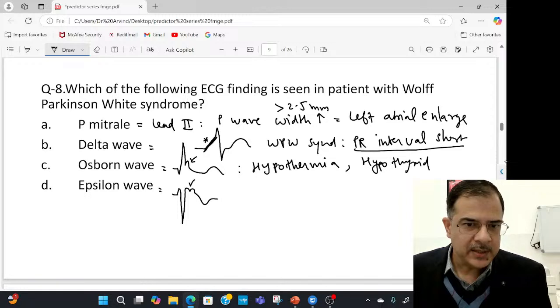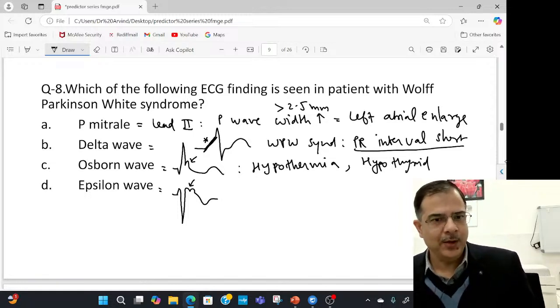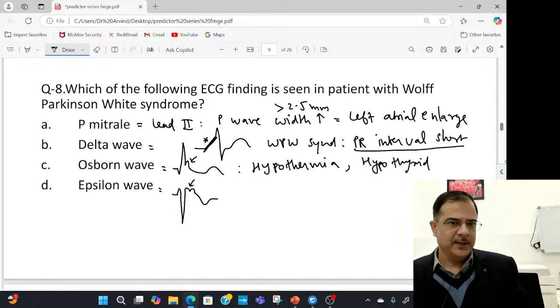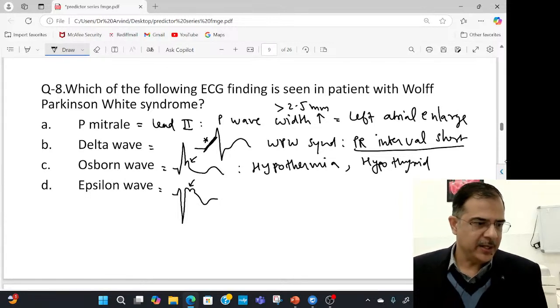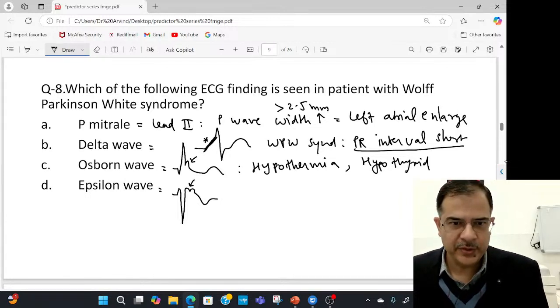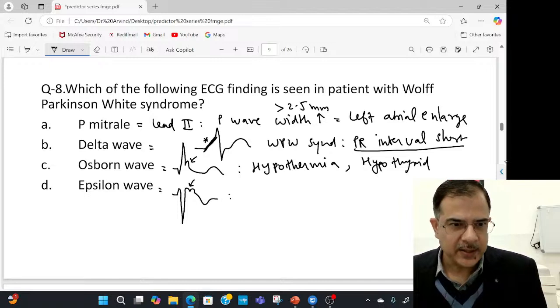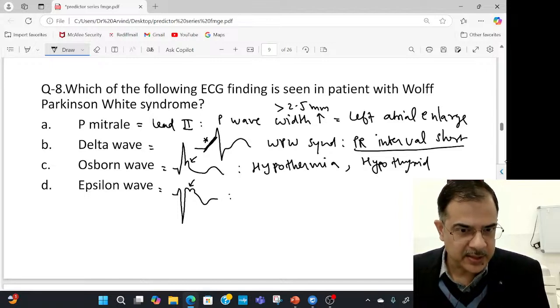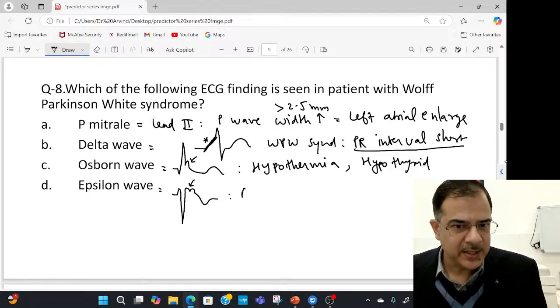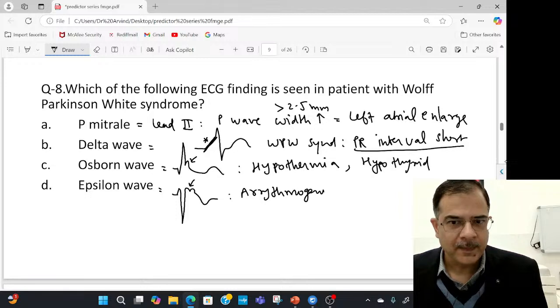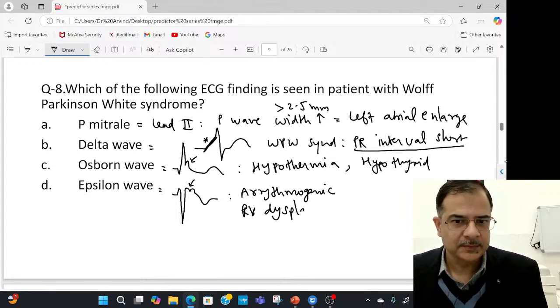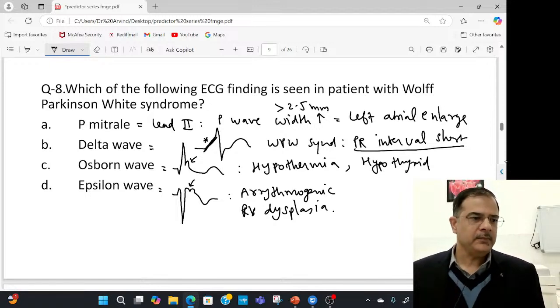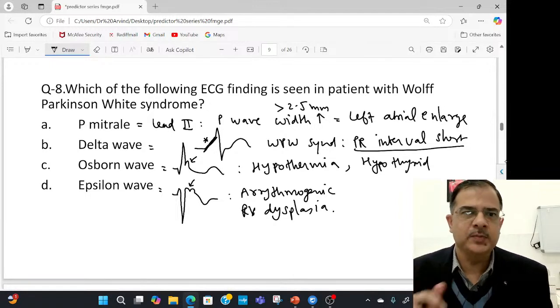Double slurring is seen after the QRS complex. Look at the arrow. Double slurring. This is the epsilon wave, and the epsilon wave is known as this type of double slurring wave. It is seen in arrhythmogenic right ventricle dysplasia, ARVD.